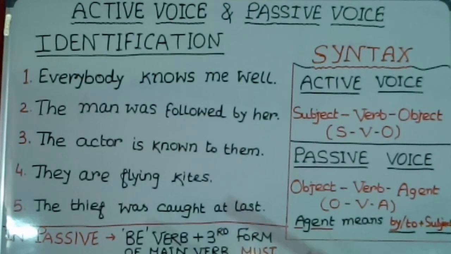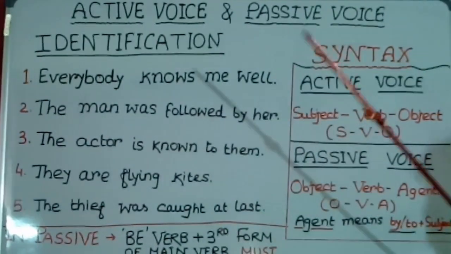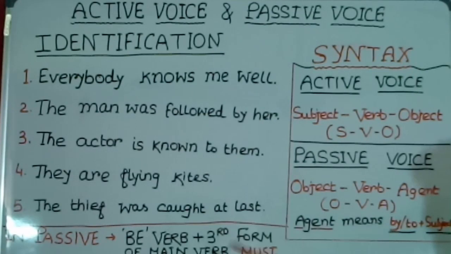So one thing we must know: in passive voice two things will be present and it is mandatory. What are these two things? First thing is the presence of a be verb. Now we know the list of be verbs: am, is, are in present tense, was, were in past tense, shall be and will be in future tense. Whenever you find passive voice, obviously a be verb will be present and the third form of the main verb will be there.